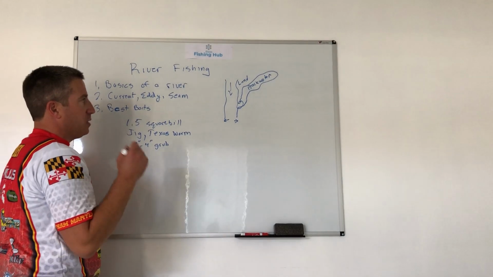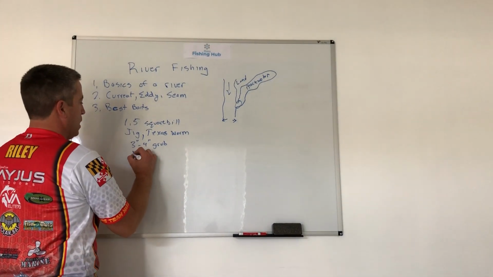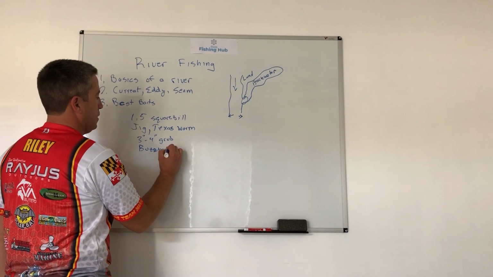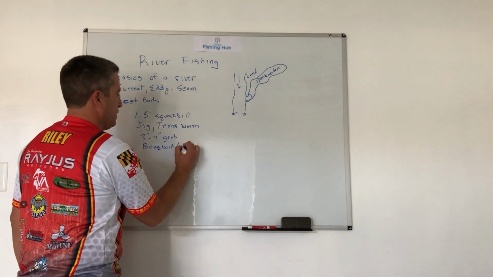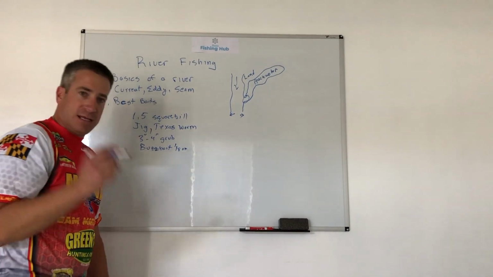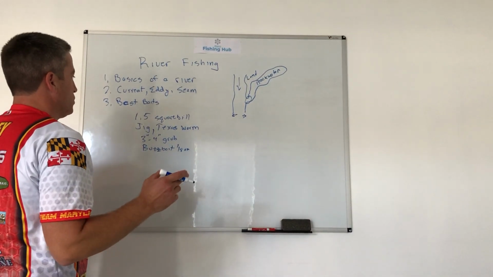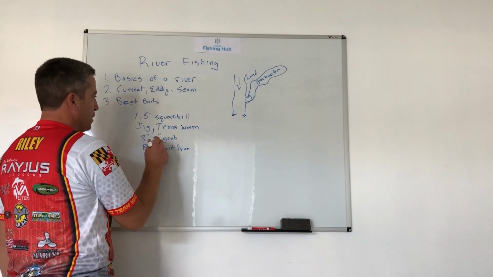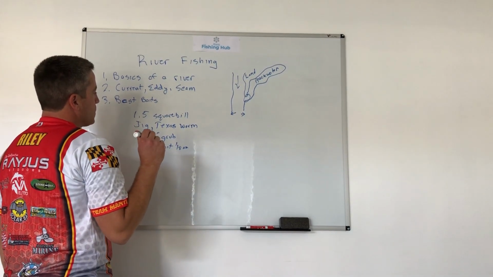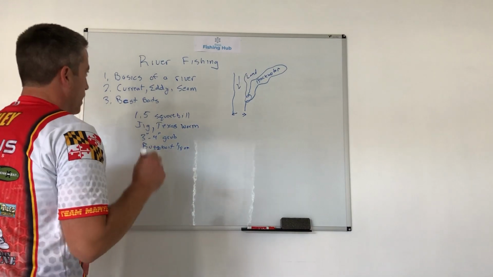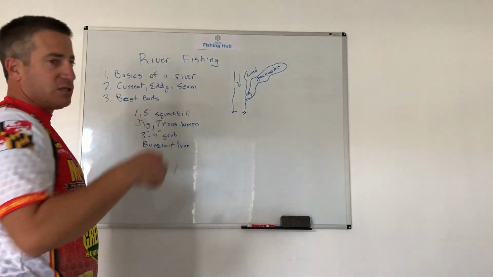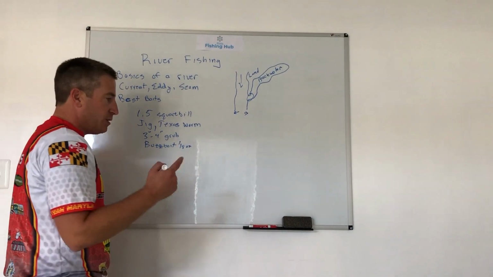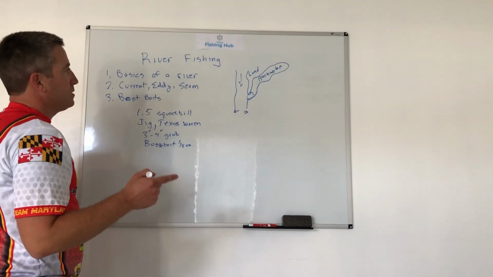Topwaters are extremely productive in rivers. There's a river right by our house where in the summertime you can take a little 1/8 ounce black buzzbait and catch smallmouth nonstop. So topwater baits, crankbaits, and grubs are extremely productive for a river. And I've got a full list of all the baits that I suggest if you're tackling rivers. Tube baits are another one, little creature baits, things like that.